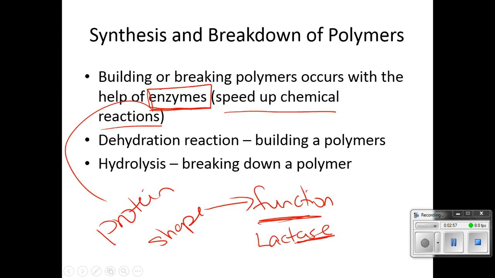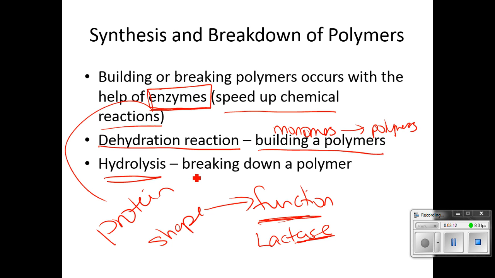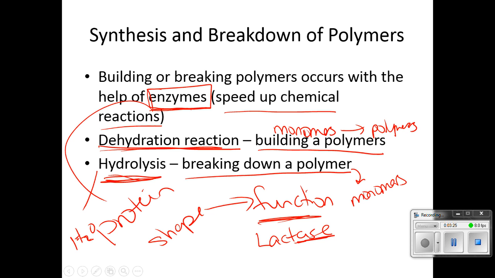2 important reactions. Dehydration reactions is when you're building a polymer. So you're taking monomers and you're making polymers. That doesn't look very good, but that's what I'm saying. Hydrolysis is when you're breaking down a polymer into its simpler parts of the monomers. How are these reactions different? Well, they're different in how they use water as part of their reaction. That's one of the ways that they're different. And we're going to show that here in a little bit.